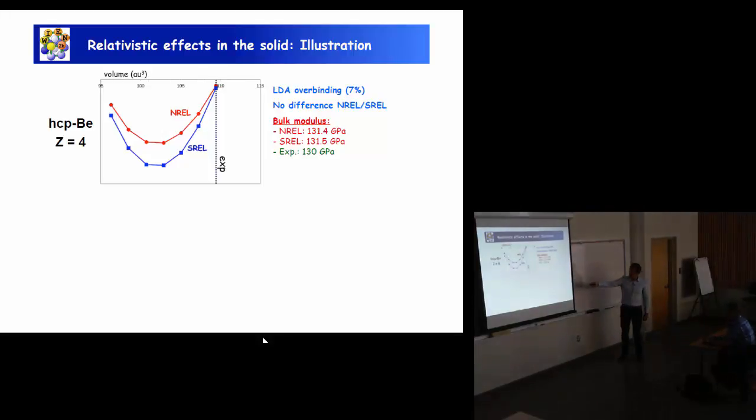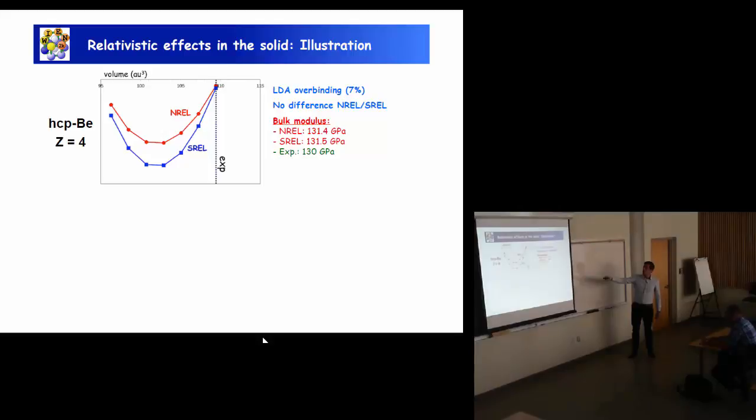If now you do a scalar relativistic calculation, so you include the relativistic effect except the spin orbit, you see that we have nearly the same volume from our DFT calculation, and you just have a change of energy, which is something that we expect. There is no reason to have the same. So the two curves have nearly the same curvature, which in fact can be easily found looking at the bulk modulus, which will be, for the non-relativistic and scalar relativistic, nearly the same, and in good agreement with experiments. So for beryllium, doing a non-relativistic calculation is not a bad point.